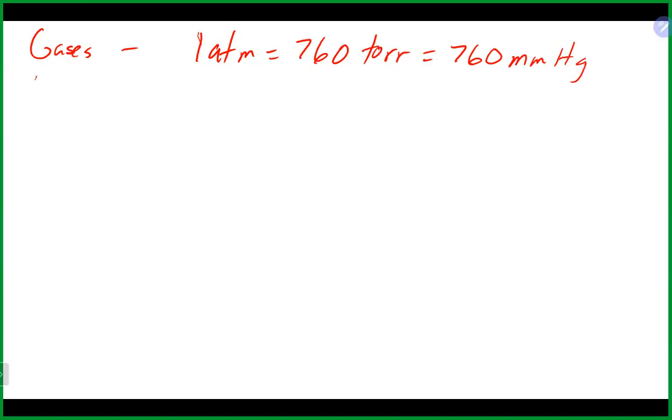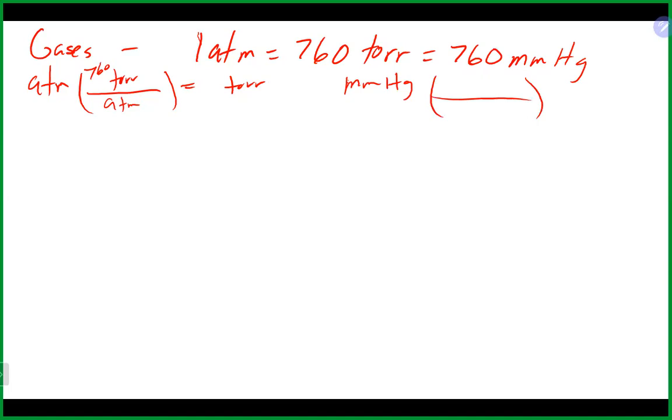If you have atmospheres and want to end up at either torr or millimeters of mercury, you need to multiply by the 760. And opposite there, if you have millimeters of mercury and you want to end up at atmospheres, you're going to divide by the 760. Remember, it is a 1-to-1 relationship between those two units. So if you need to convert between them, it's really just changing the units. It will come out to be the same number.